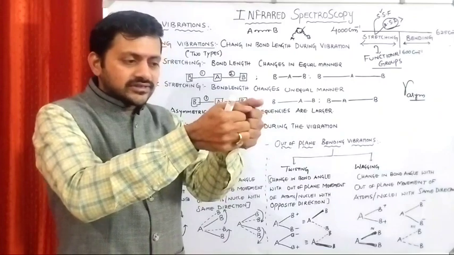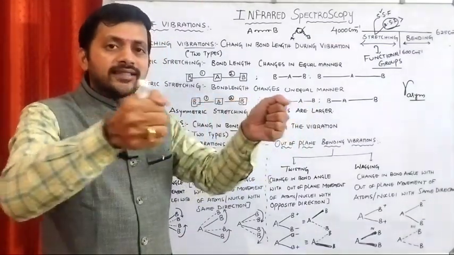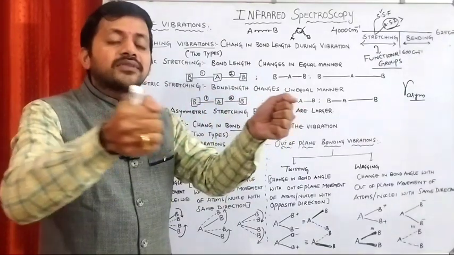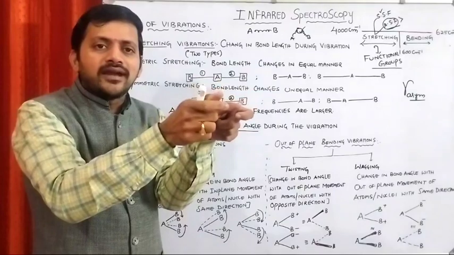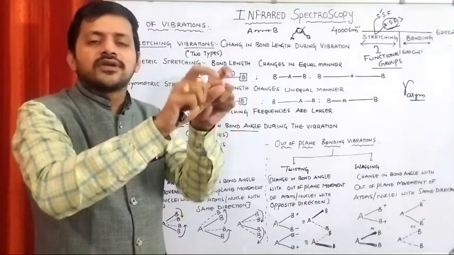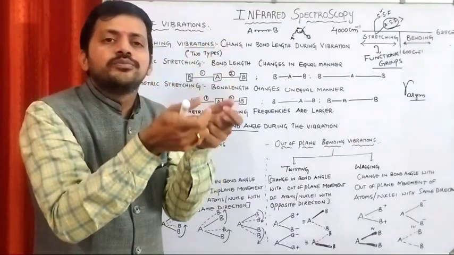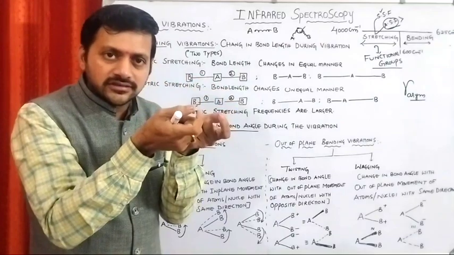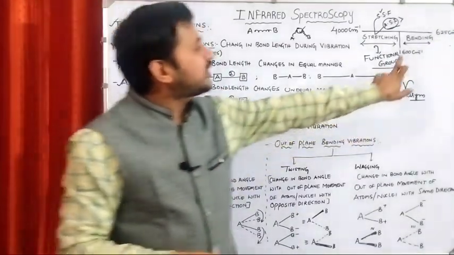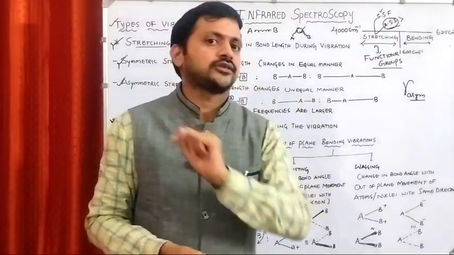Now you can understand why the bending frequencies are lesser than the stretching frequencies. In the stretching frequencies, what we are changing? Bond length. In order to change the length of the bond, we need to supply more amount of energy. But in case of the bending, we need not supply more amount of energy. Little amount of energy is required to bend the spring, to bend the bonds. That's why the required frequencies are lesser in bending, higher in stretching.